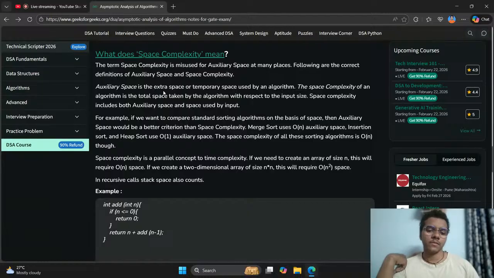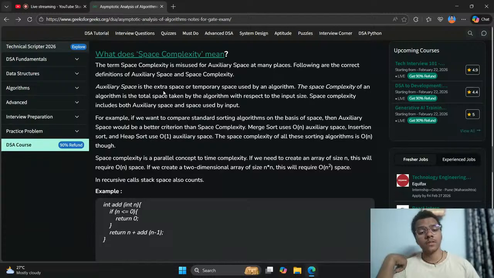For example, if we want to compare standard sorting algorithms on the basis of space, then auxiliary space would be a better criterion than space complexity. Merge sort uses O of n auxiliary space, insertion sort uses O of 1, and heap sort too.